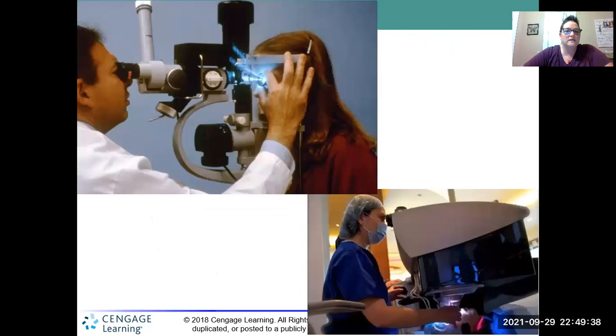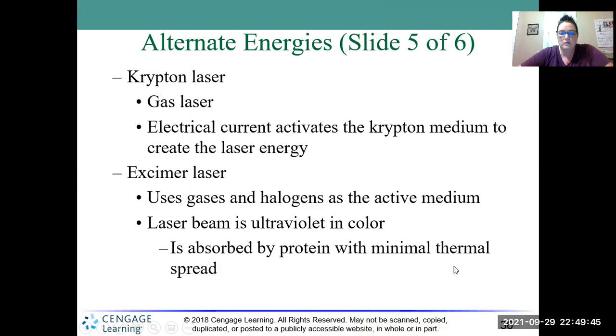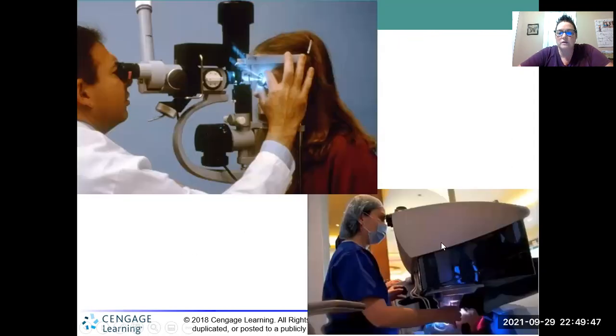And here we can see the krypton here, and the excimer. Both of these are used in eye surgery a lot. So corrective laser, they can use a laser to correct the vision. This one is the krypton, and this is the excimer used in laser surgery. The krypton is used, as you can see, a little more outpatient than the excimer.